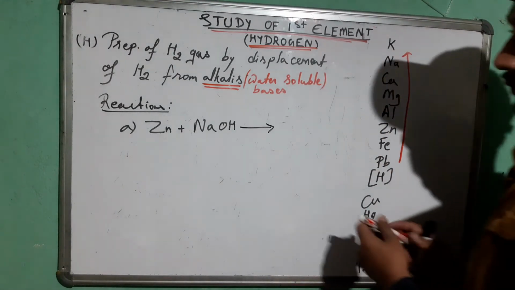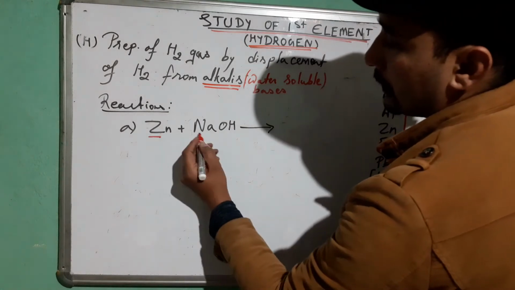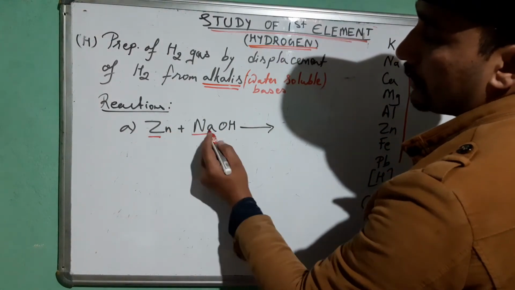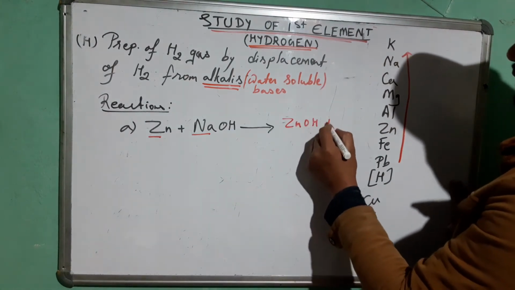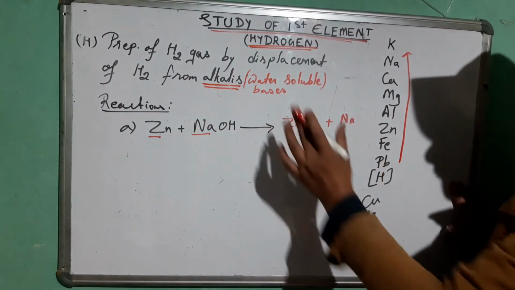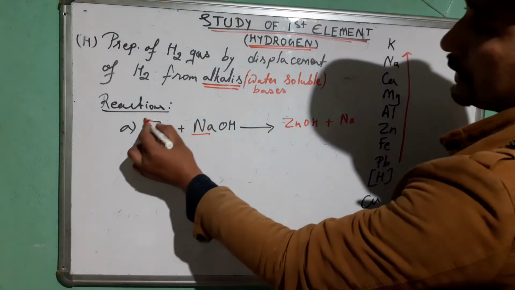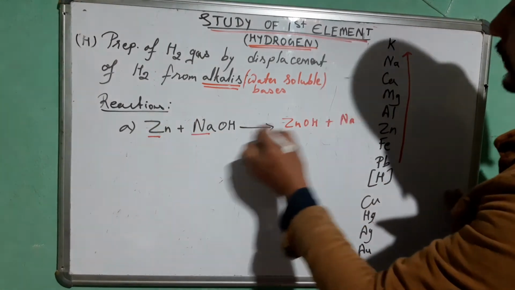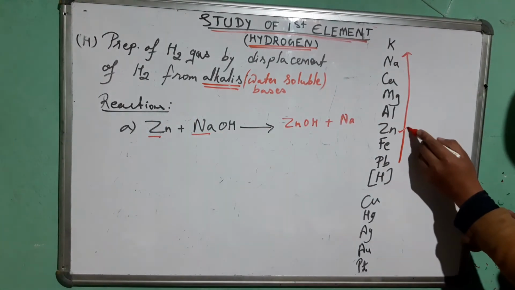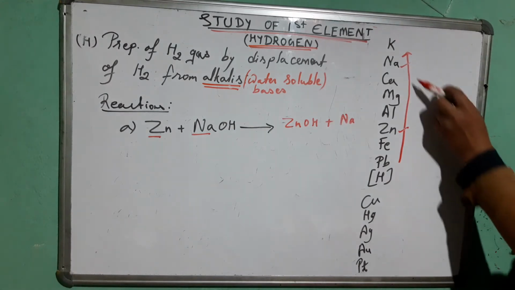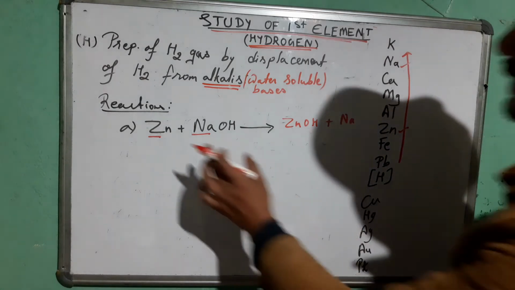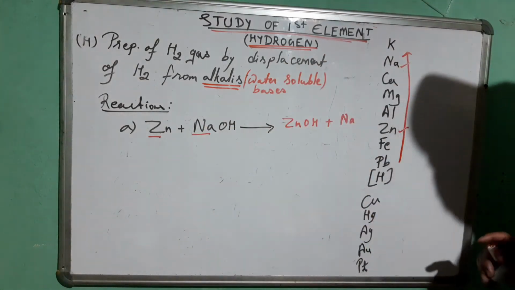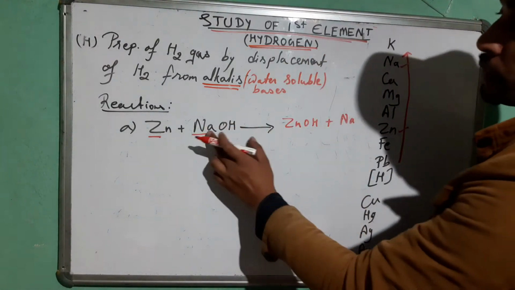See, zinc cannot displace sodium. Zinc cannot remove sodium and cannot form zinc hydroxide plus sodium. This reaction won't take place, because zinc occurs below sodium in the reactivity series. Zinc is less reactive than sodium. Zinc occupies a lower position in the reactivity series. So zinc has no ability to remove sodium from sodium hydroxide.